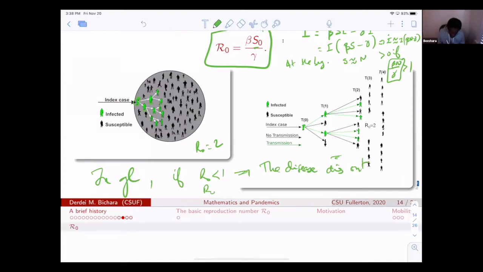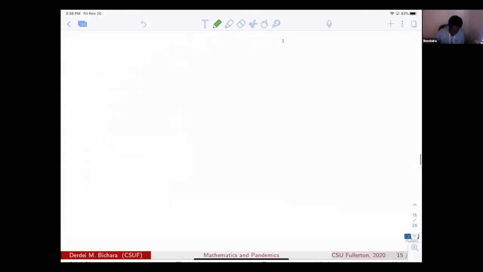If R0 is greater than 1, the disease will persist. So basically the goal is we need to bring R naught less than 1. At the beginning, in general, it's greater than 1. But we have to act on the different parameters to bring it below 1. Okay.